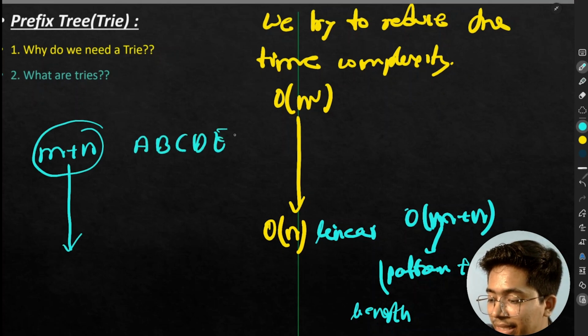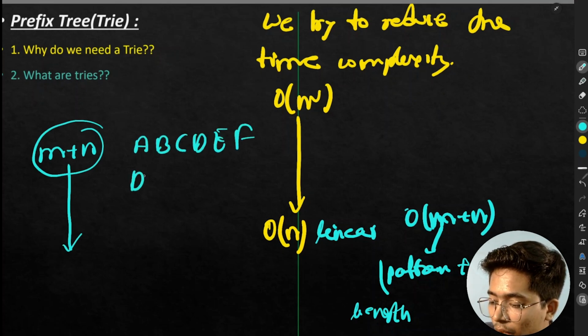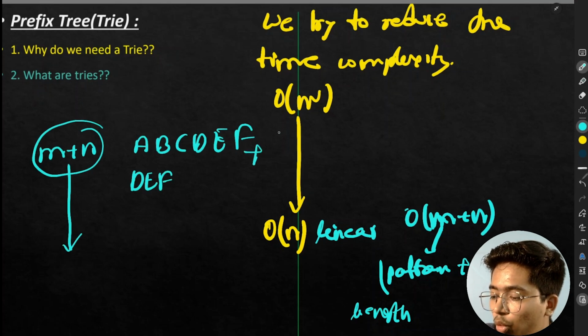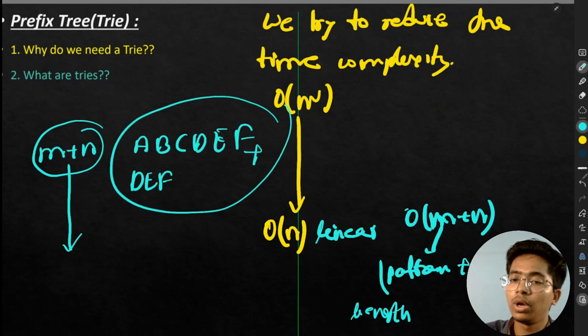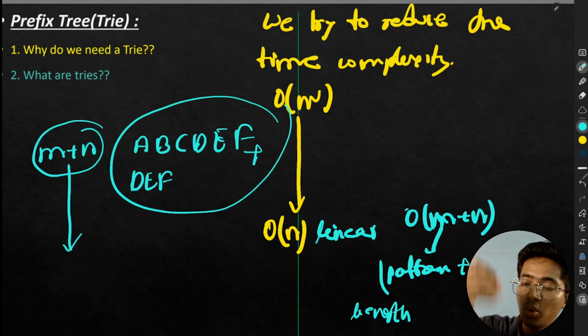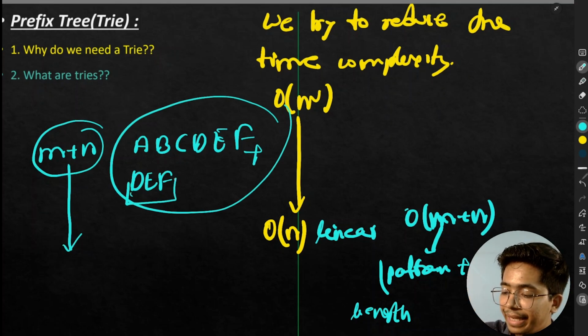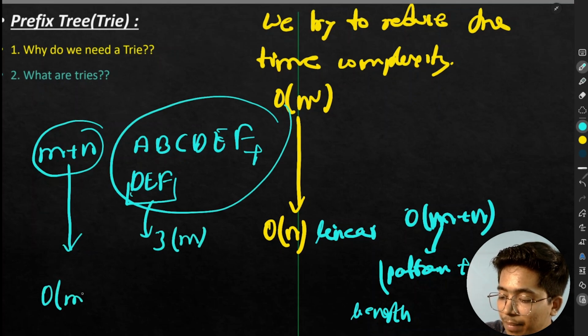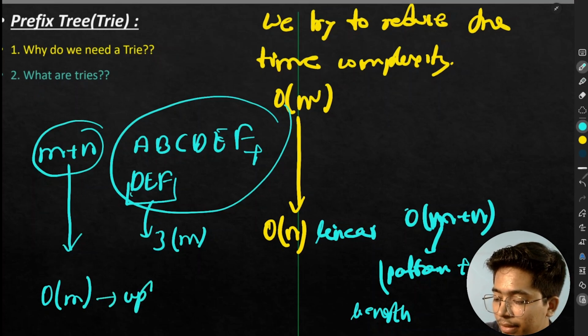A, B, C, D, E, F, and there is D, E, F. Why will we be taking so much time and space complexity? Why not try to reduce it so that we only have to do it for this DEF? That means we will try to come to a method where our time complexity reduces to only this length, that is 3, which we are calling m. So we want a method where the time complexity reduces to big O of m, equal to the value of the pattern.